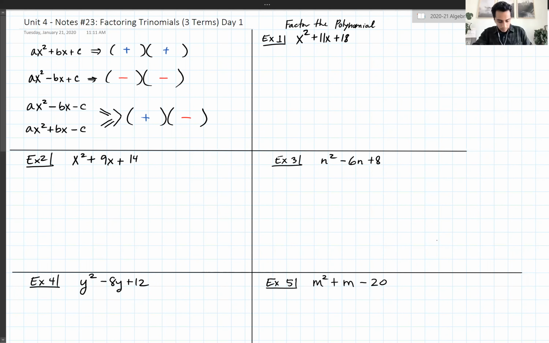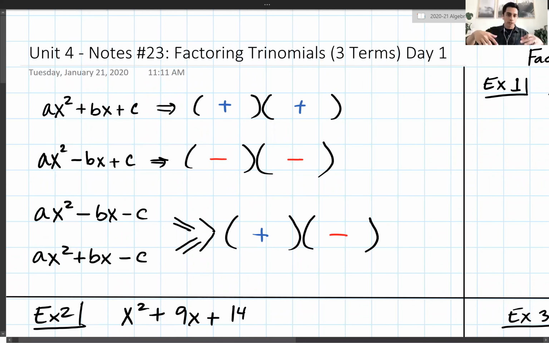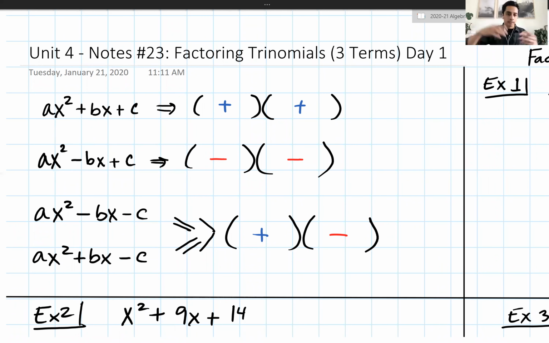So let's begin with what I have in box one. And we're going to spend a couple days on this, by the way. So today is kind of an introduction into it. And then the next time we meet, we will look at a little bit more complex trinomials. So today, these are going to feel somewhat simple, and hopefully that'll be a good thing.